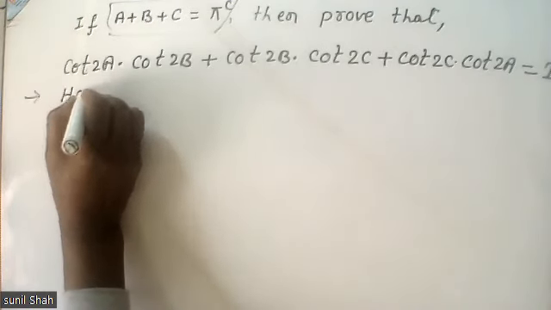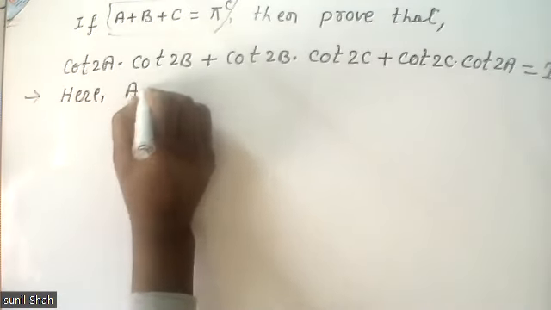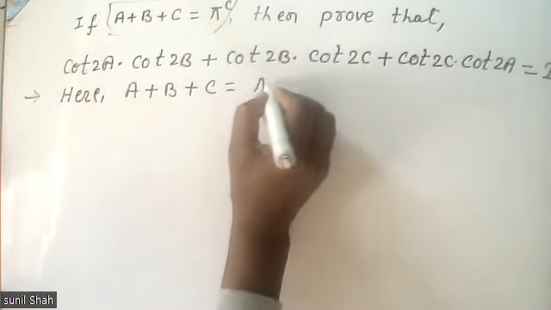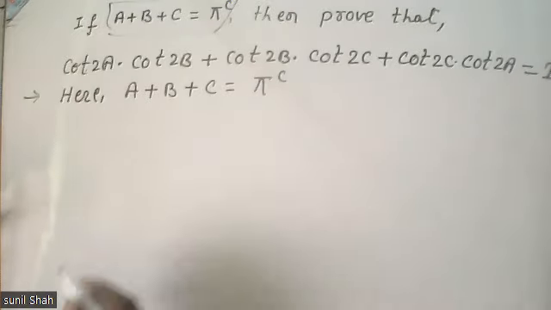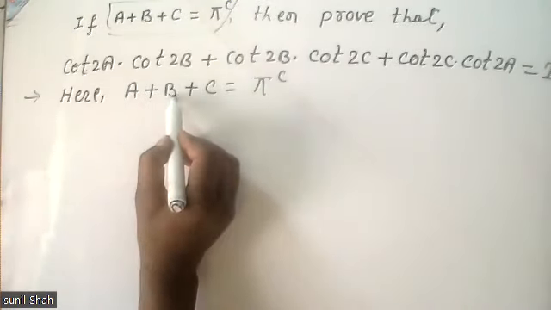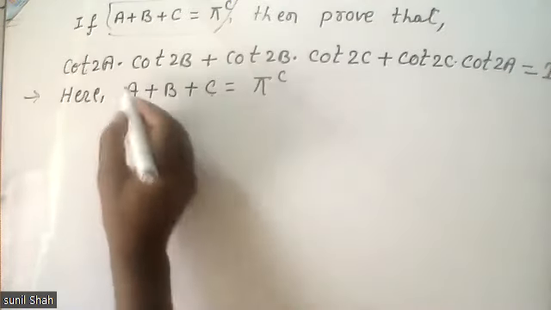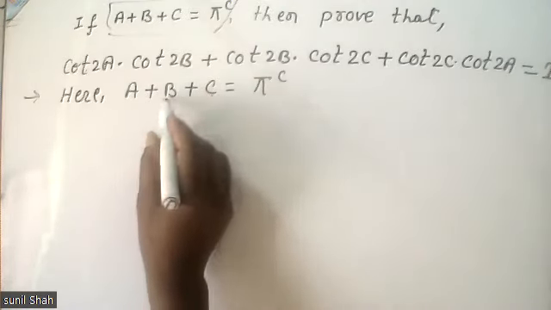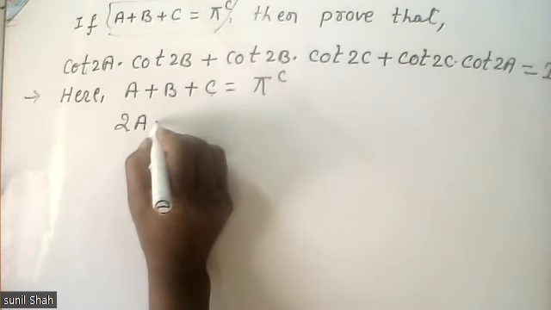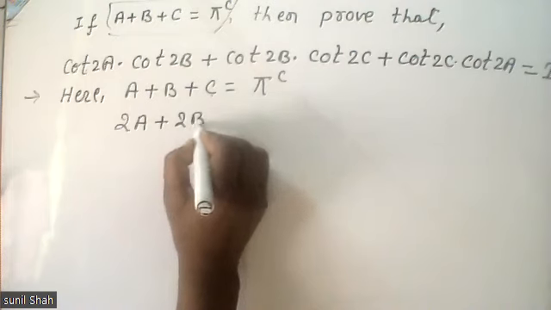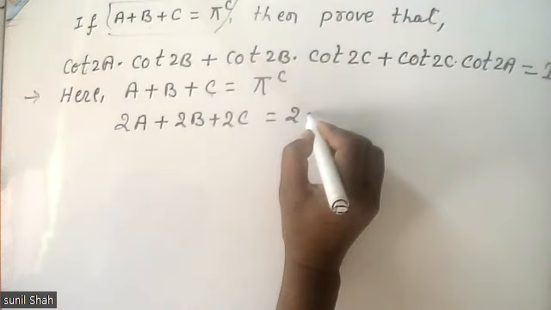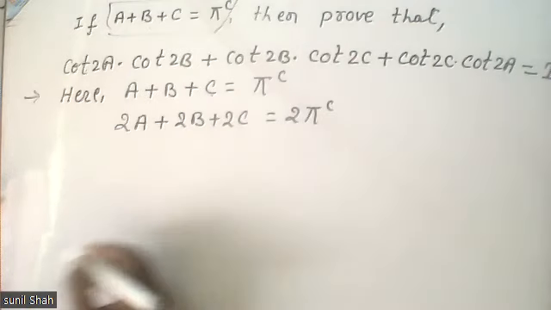Here, A plus B plus C is equal to pi radian. This is given. So we need 2 times this angle, 2 times this, 2 times this. We need 2 times A, 2 times B, 2 times C. So we multiply both sides by 2. So this will be 2A plus 2B plus 2C is equal to 2 times pi radian.